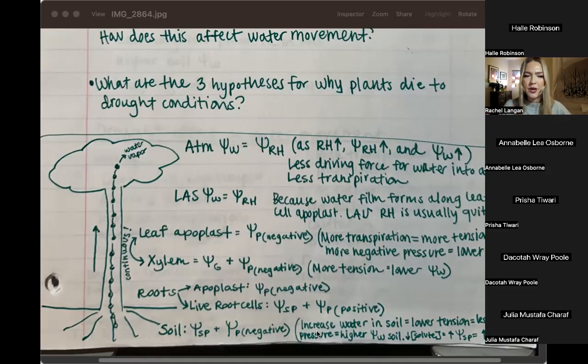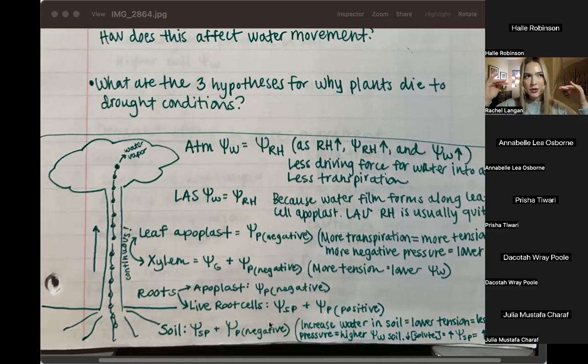So what does that mean for water movement? If there's a lot of water in the soil, then we have less negative pressure. So the water potential of the soil is pretty high, which is good if we're trying to get water to move out of the soil. If the soil water potential is high, it's going to want to move into the root cells.